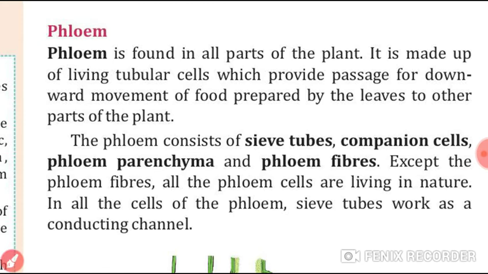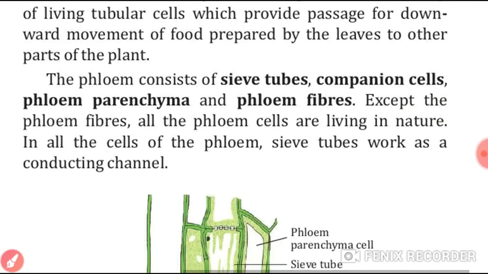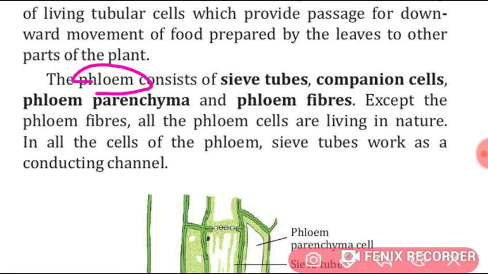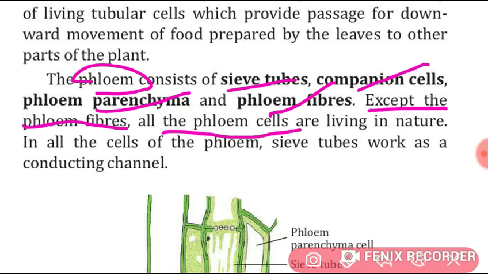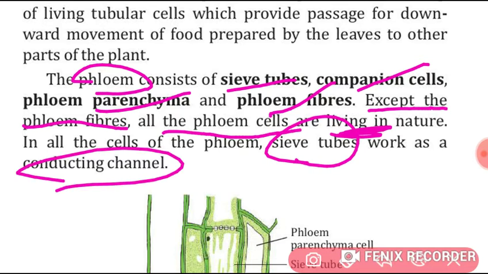Now, what does this phloem consist of? Phloem consists of sieve tubes, companion cells, phloem parenchyma and phloem fibers. Students, just listen carefully: except the phloem fibers, all the phloem cells are living in nature. In all the cells of phloem, sieve tubes work as a conducting channel.